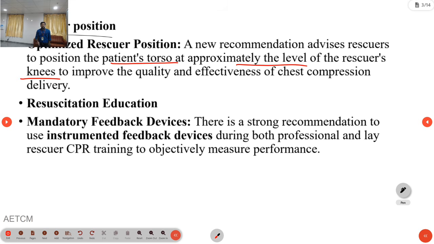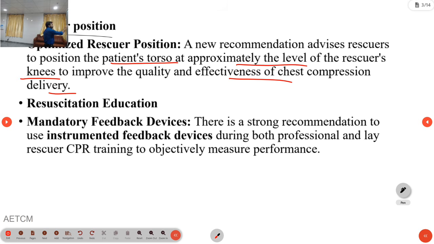That means when we are performing chest compressions, we have to make sure that our patient's torso should be at the level of our knees, so that we can perform effective chest compressions, we can maintain depth, and we can improve the compression rate, everything. So that is one update. Make sure that the patient's torso should be at the level of the rescuer's knees, so that it is easy for the rescuer also to perform the chest compressions in an effective manner.